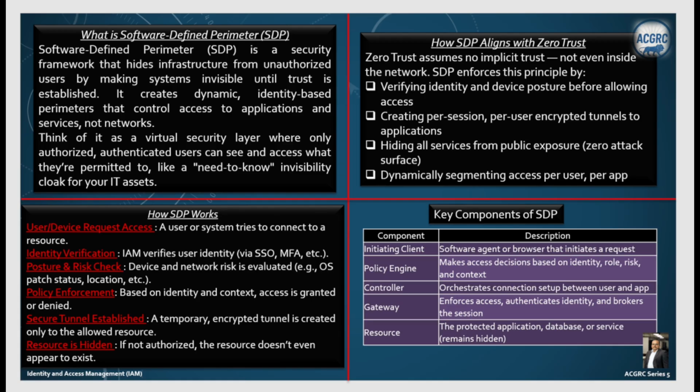So, what are the key components of SDP? Well, the client, which is a software agent or browser that initiates a request. The policy engine, which makes access decisions based on identity, role, risk, and context. The controller, which orchestrates the connection setup between user and apps. The gateway, which enforces access, authenticates identity, and brokers the sessions. The resource, which is the protected application, database, or service, which remains hidden if not authenticated in the first place.